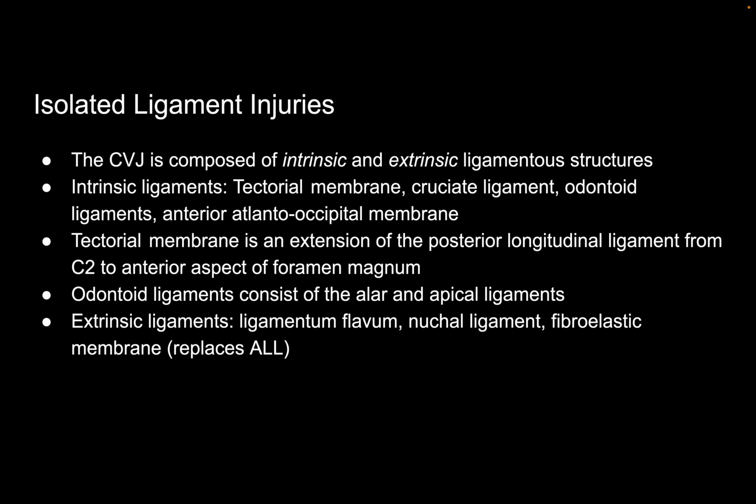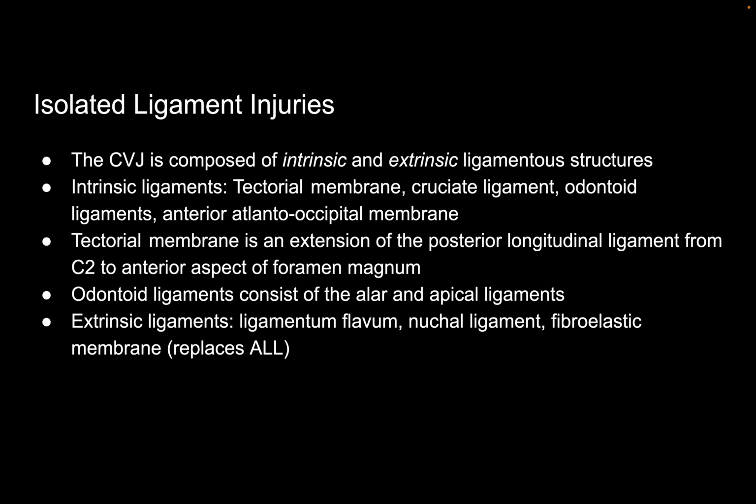In general, when we talk about the ligamentous anatomy of the craniovertebral junction, we're talking about intrinsic and extrinsic ligaments. The intrinsic ligaments provide most of the stability of this region. The particular intrinsic ligaments are going to be the tectorial membrane, the cruciate ligament, the odontoid ligaments, and the anterior atlanto-occipital membrane. The tectorial membrane is an upward extension of the posterior longitudinal ligament from C2 to the anterior aspect of the foramen magnum. The cruciate ligaments are a cross-like structure behind the dens.